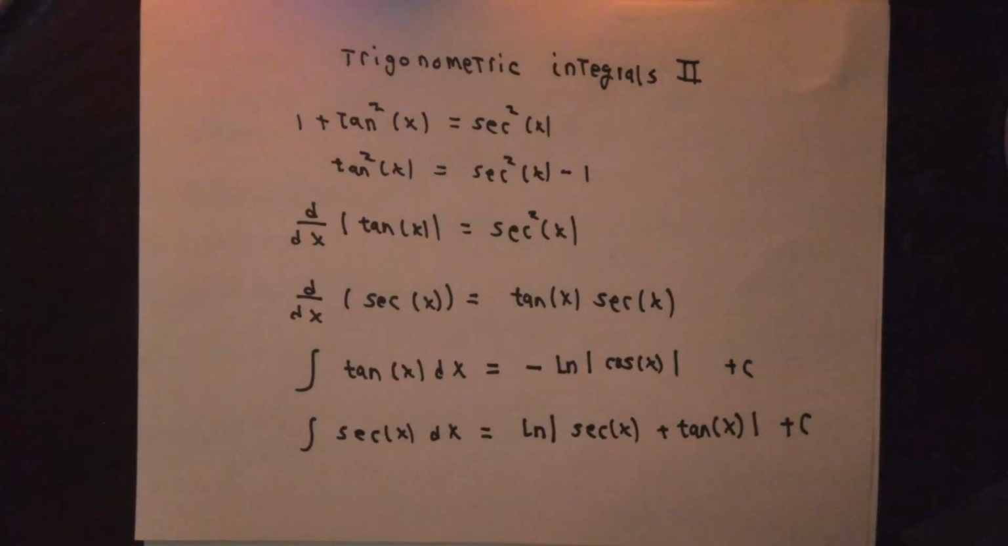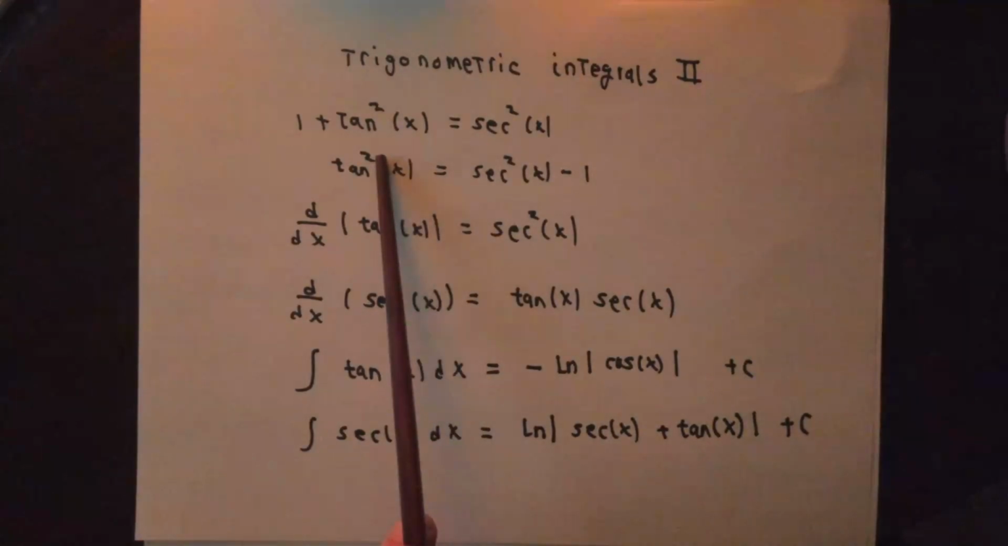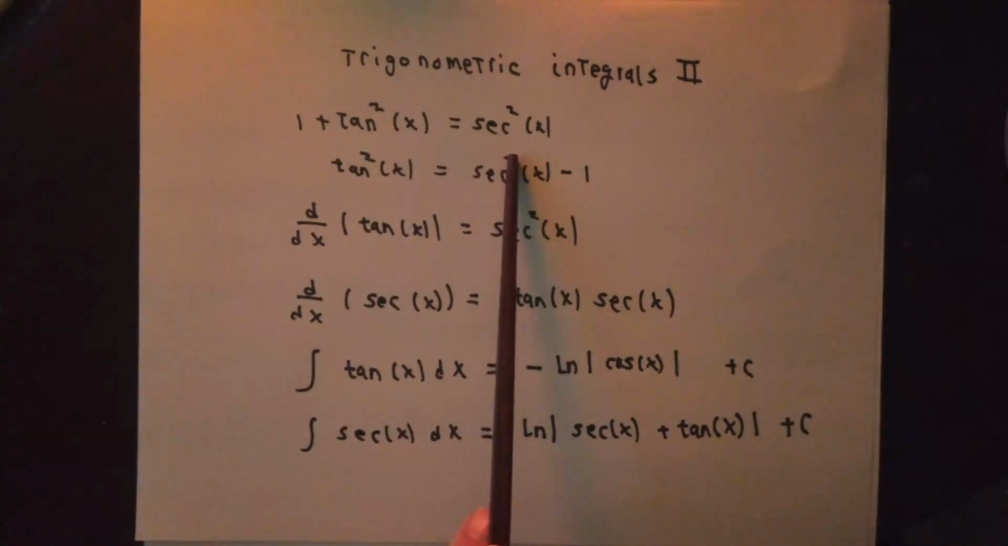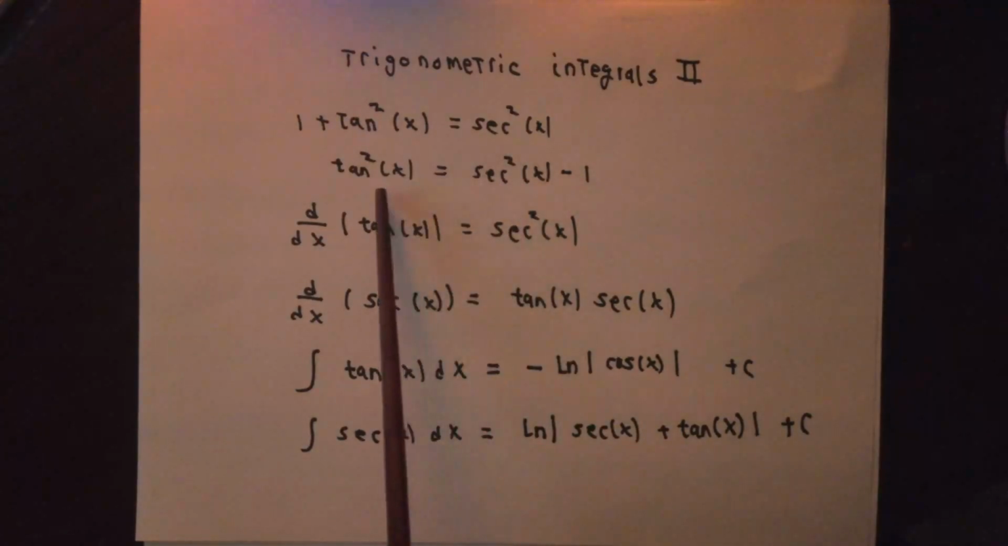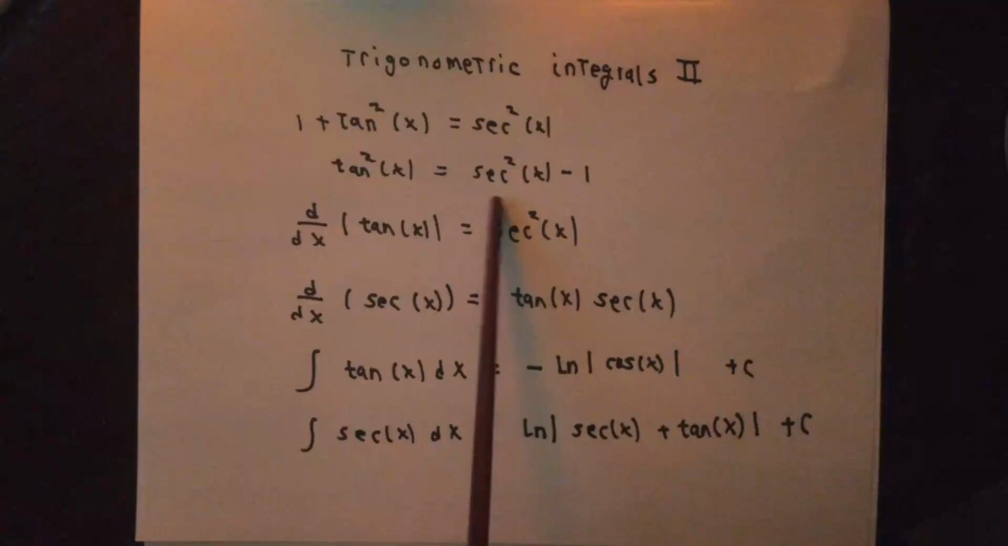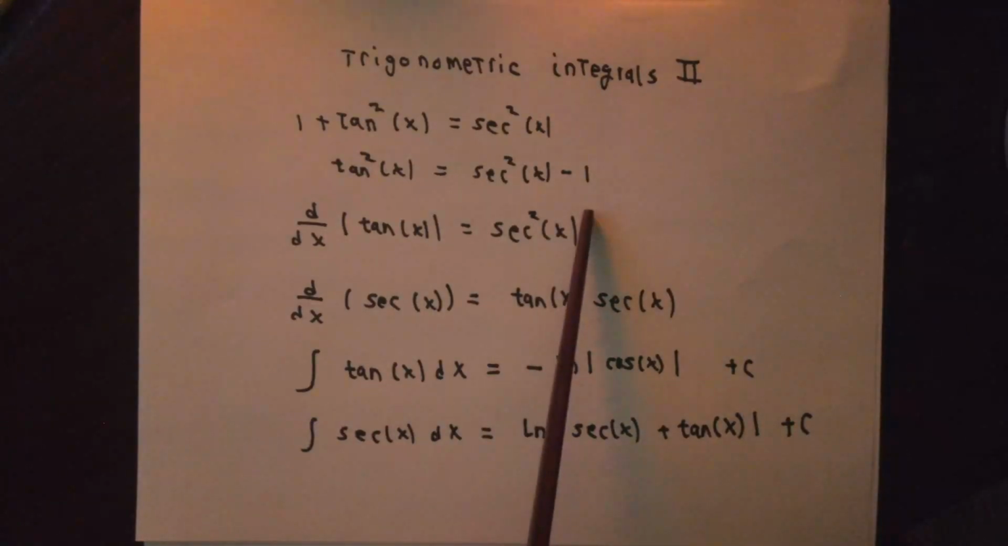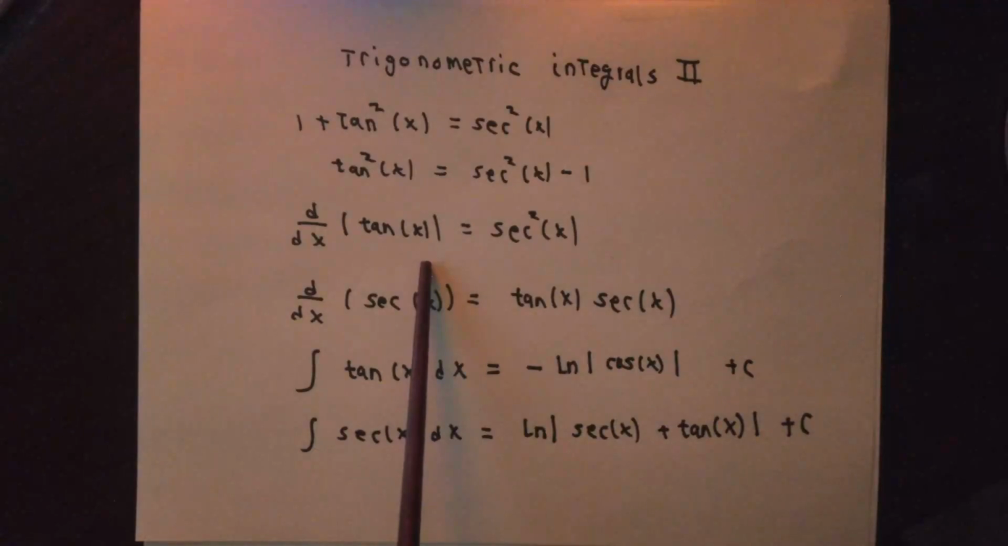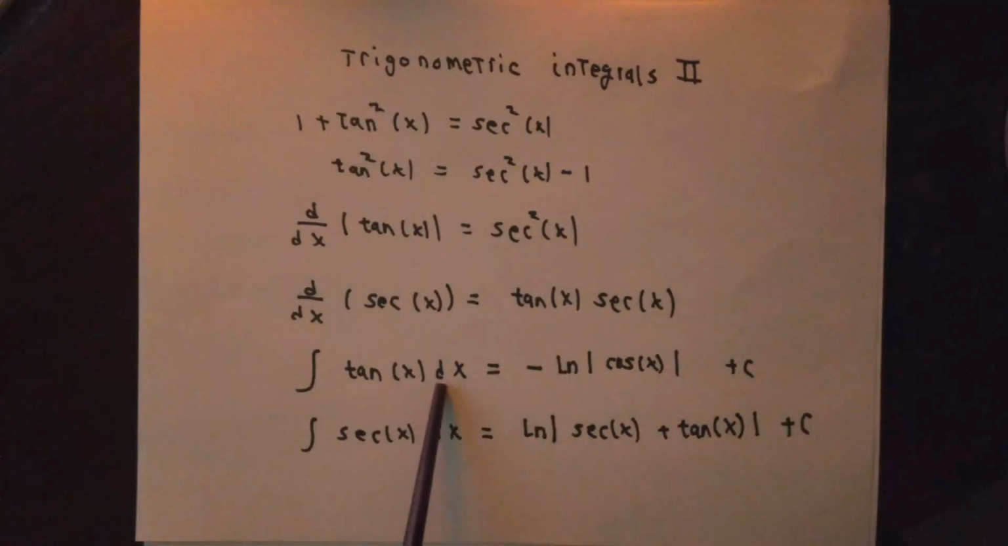If you take the identity cosine squared x plus sine squared x and divide through by cosine squared x, you find out that 1 plus tangent squared is secant squared. That can be rearranged to tangent squared is secant squared x minus 1. We also know the derivative of tangent, the derivative of secant, and the integral of tangent x dx and integral of secant x dx from the first semester.